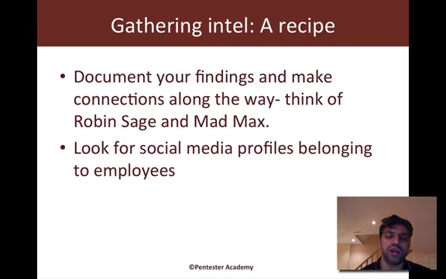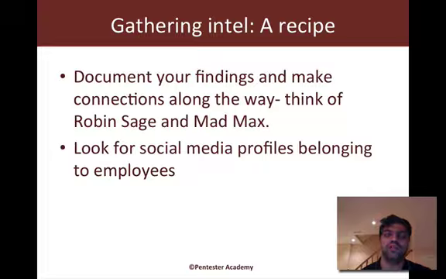And again, document your findings, make the connections. These are useful. Remember Robin Sage and Mad Max, the guy whose email address was found on the fake dating profile. We used just the fake dating profile and that email address, and we were able to connect it to a real life person and where he worked, or rather what sort of business he was in, and where he was located, including some stuff about his family.